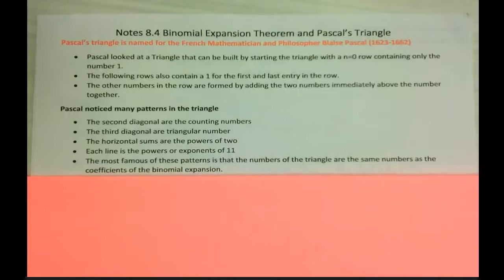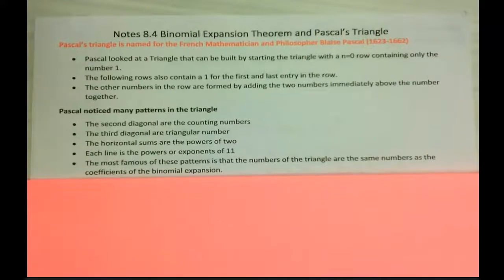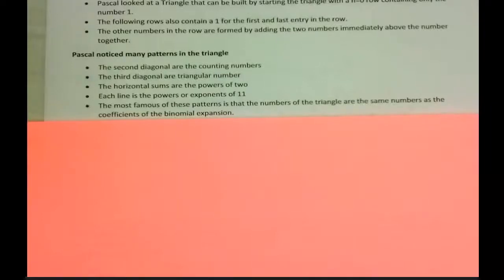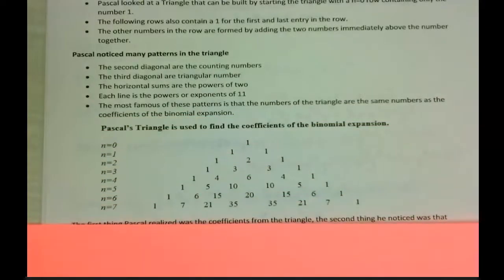When you look at the triangle, there are a lot of things that were noticed about it. The second diagonals are counting numbers. The third diagonals are triangular numbers. The horizontal sums are the powers of 2. Each line is the powers, or exponents, of 11. But the most famous thing he's known for is that the numbers in this triangle can also be used as a way to expand binomials of higher order, meaning something like x plus y to the power of 10. Okay? So here is his triangle.